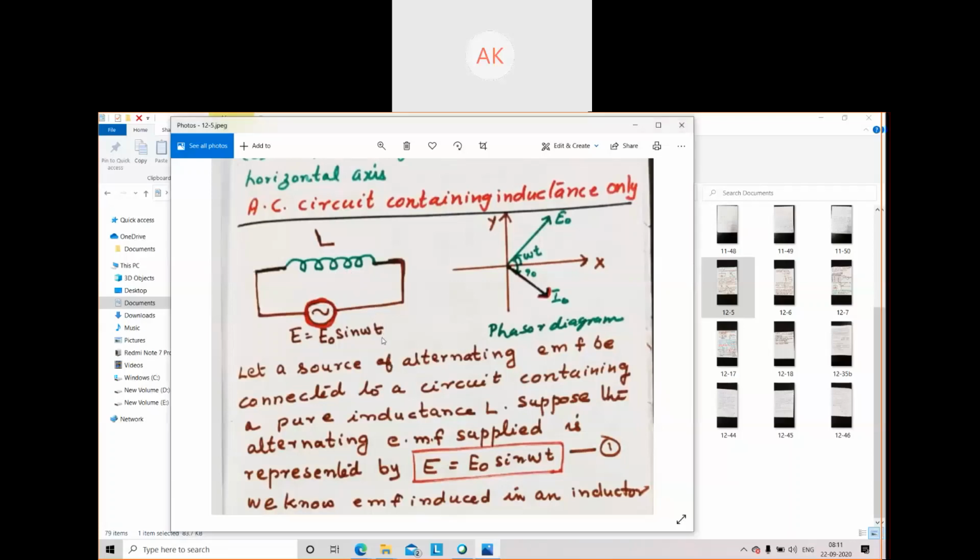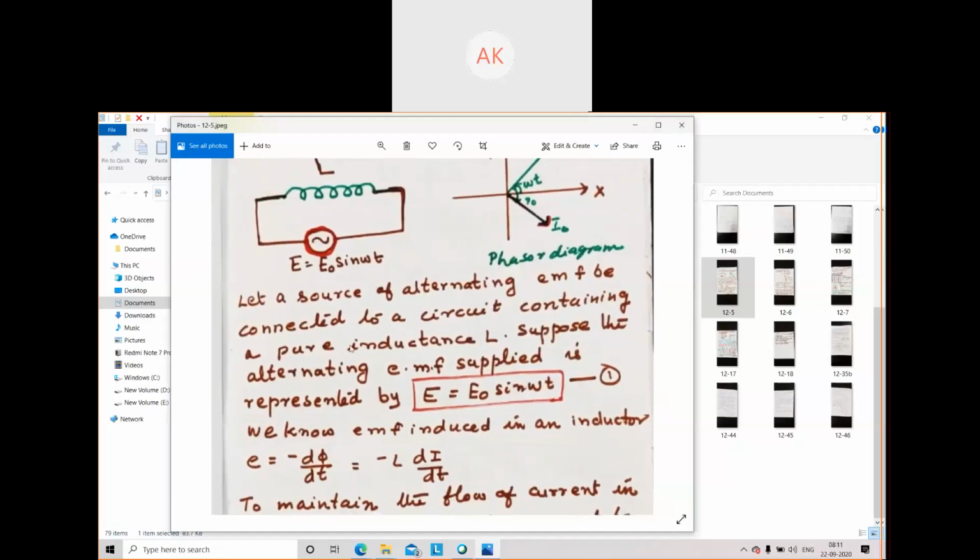So an EMF will be induced, a back EMF will be induced in the coil to oppose the applied EMF. Back EMF means opposing EMF, opposite to the applied EMF. An EMF will be induced in the coil.